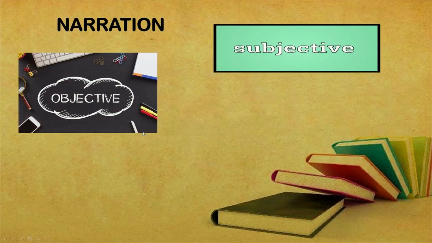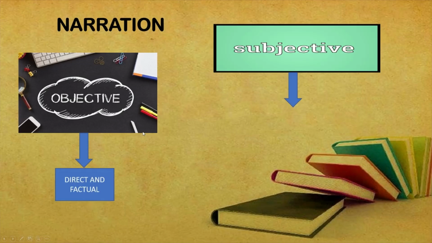So class, remember that a narration can be objective or subjective. If it is objective, it means that your narration is direct and factual. If the narration is subjective, it means that your narration has a personal interpretation. Okay, so that is the difference between the two.